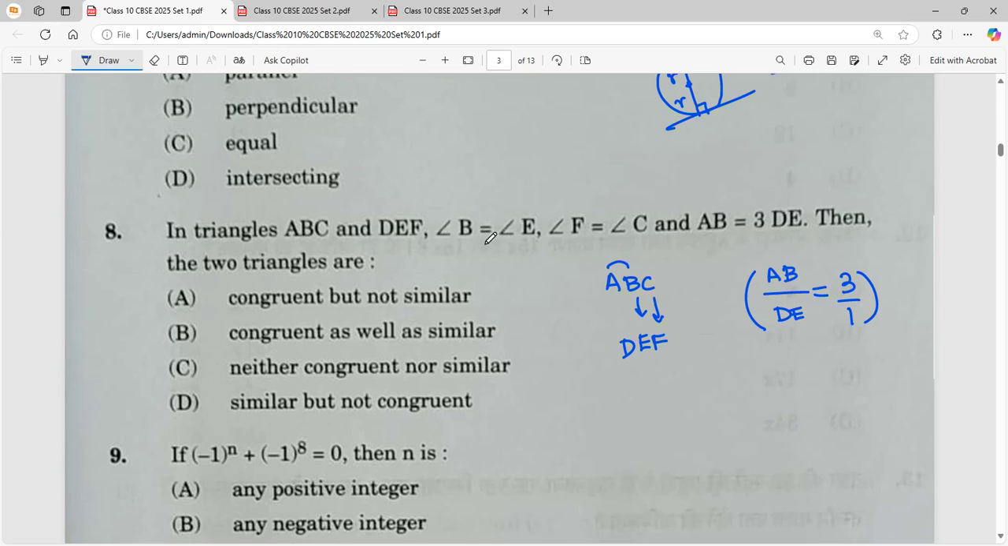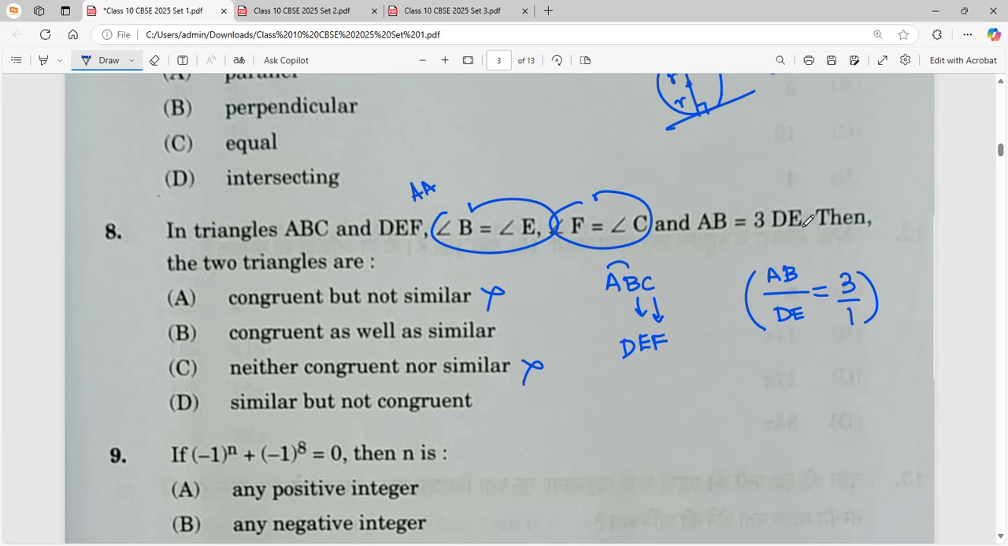Angle B is equal to angle E and angle C is equal to angle F, so if two corresponding angles are equal, both the triangles automatically become similar by AA similarity. So these two triangles are similar for sure. We can eliminate those options which say that they're not similar. So we have eliminated option A and option C. It can either be option B or option D.